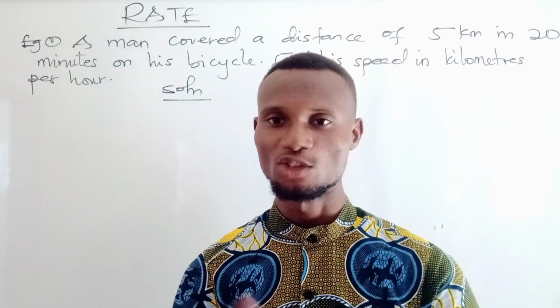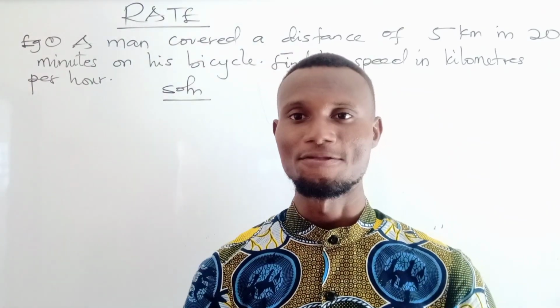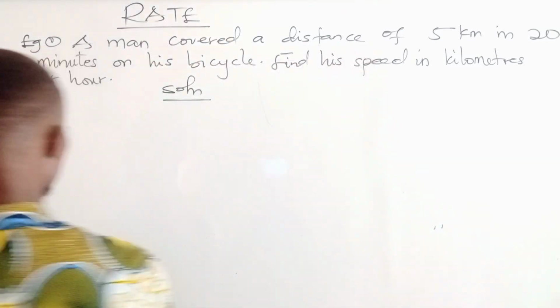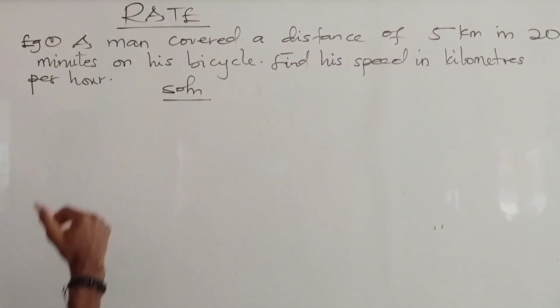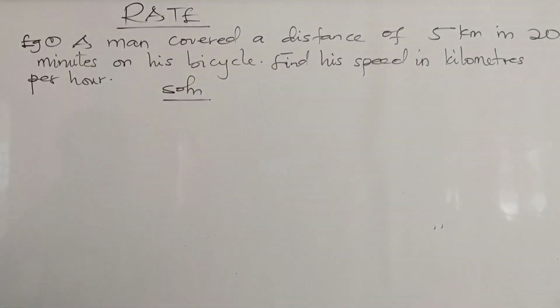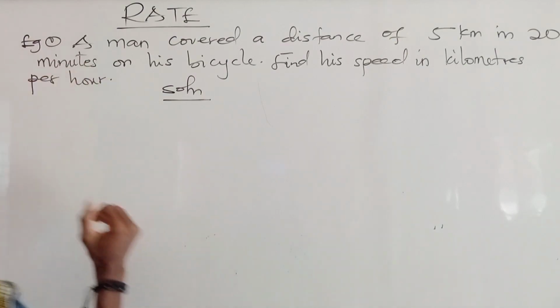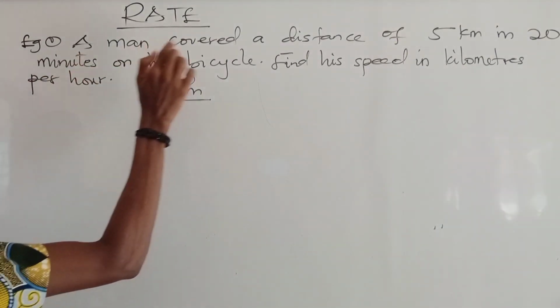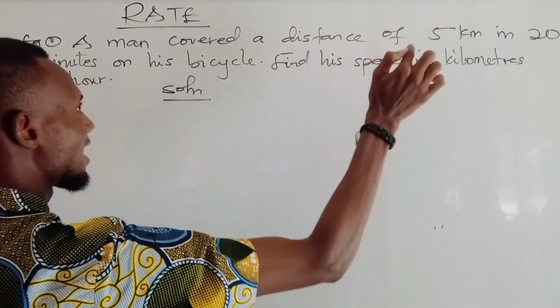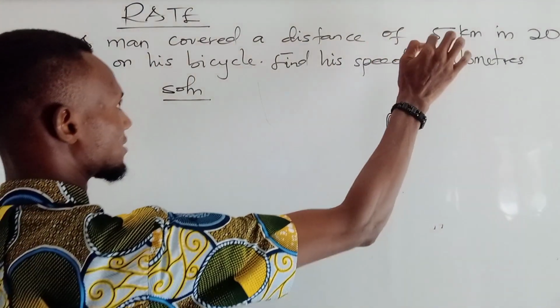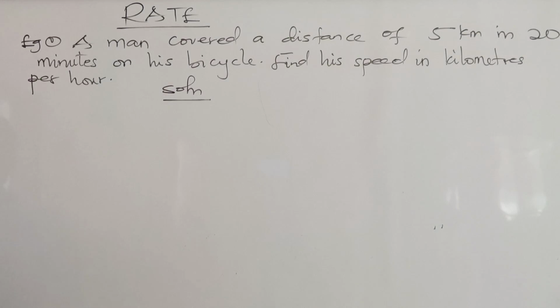So let's do those steps that I've explained to you right now. Let's go ahead. Let me read the question one more time, and as I read it, I'm going to write down all the given information in the question. It says that a man covered a distance of 5 kilometers. So we know that our distance is 5 kilometers, and we are going to write it down.